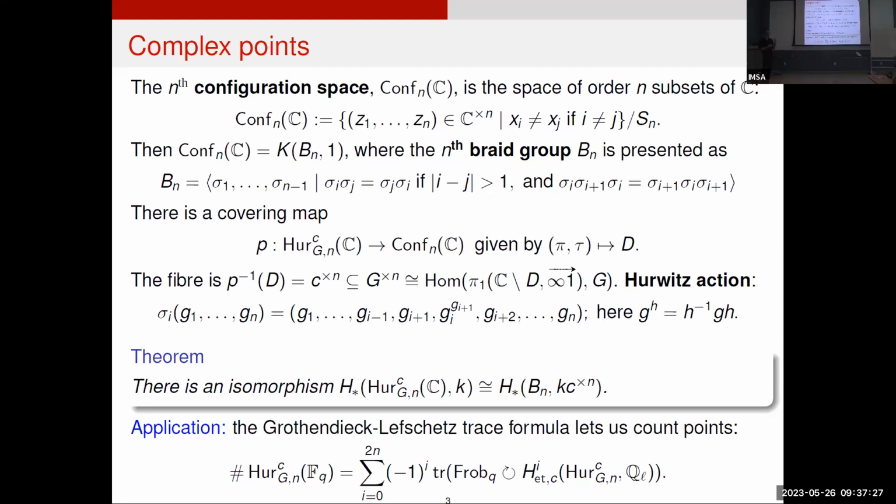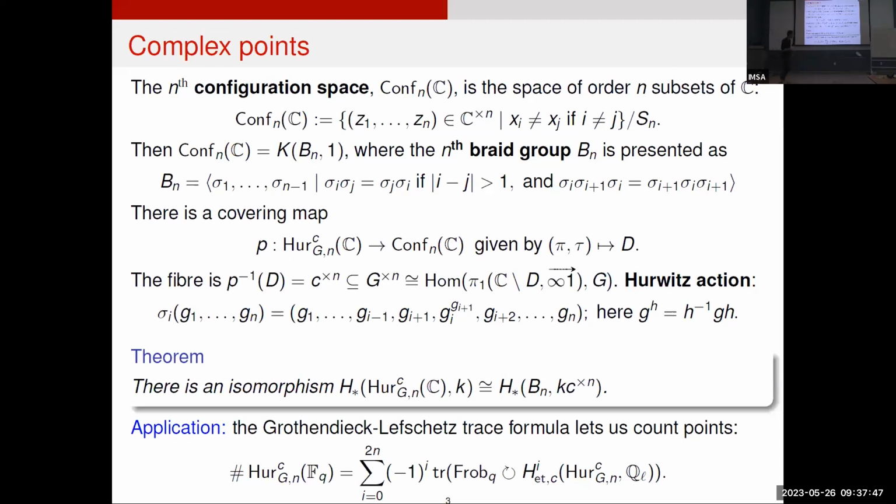So this is probably a favorite object for many people in this room. So I'm probably not telling you things that you don't already know. But this space is a K(π,1) for the braid group. The braid group has this beautiful presentation.